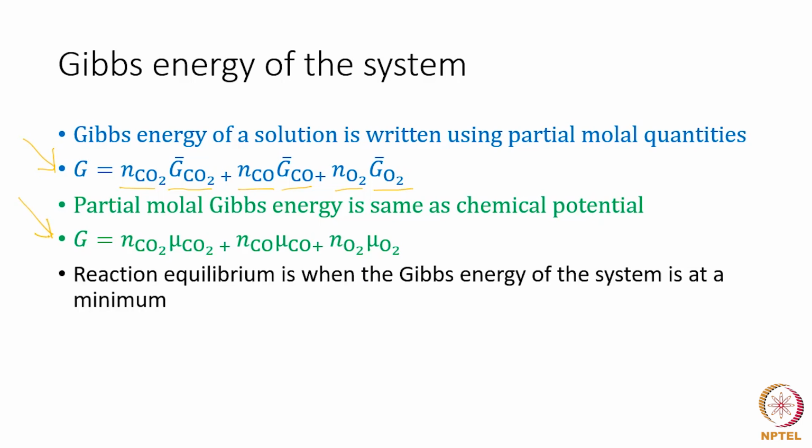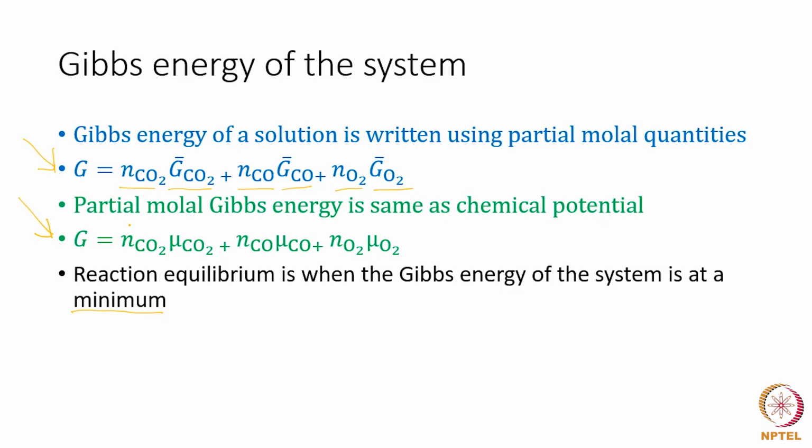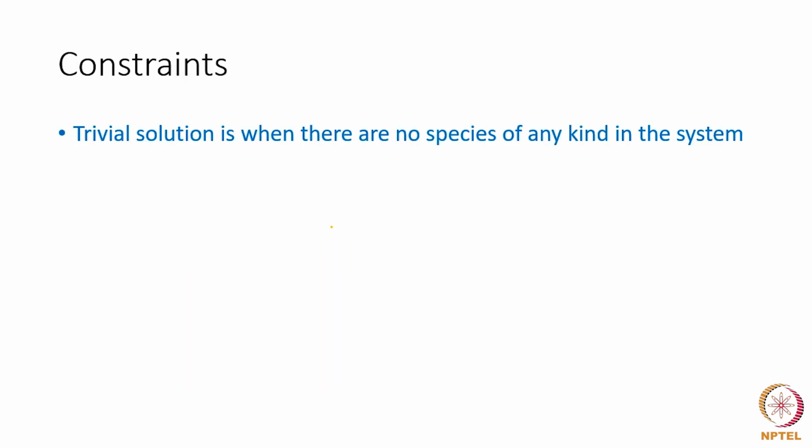We now state that reaction equilibrium is when the Gibbs energy of the system is at a minimum, and of course this is when the pressure and temperature are kept constant, which is true for us in this particular example. So the constraints to be posed are as follows. If you look at when the Gibbs energy of this system is minimum, naturally when there is no species in this system, then the Gibbs energy will be 0, because if each of these quantities is 0, then naturally the Gibbs energy is also 0. Obviously that's a trivial solution, so we want to avoid that particular solution.